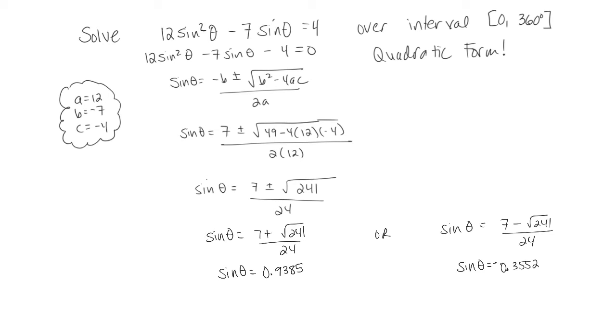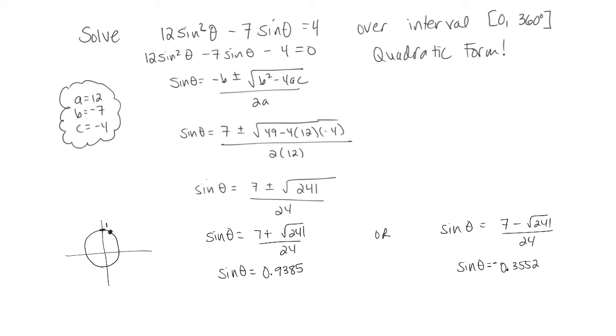Okay, now we're gonna find our angle. Some angle has an output of 0.9. That's the y value. Remember, on the unit circle, this is a radius of 1. So we're somewhere up here where the sine value is really close to 1.